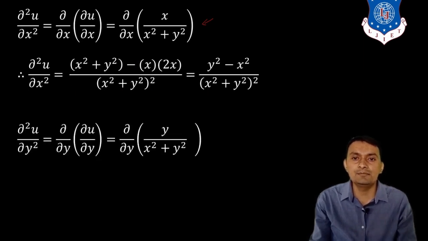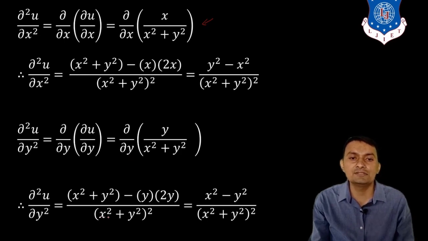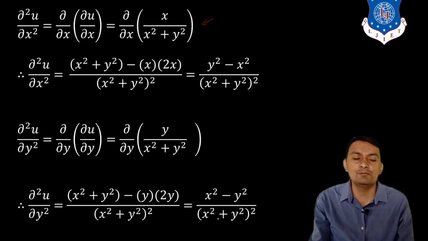But when I need to determine del square u divided by del y square, I first consider del u by del y and then take the derivative with respect to y. We have already determined del u by del y, that is y divided by x square plus y square. I still want the derivative with respect to y, so we have the division rule. The denominator squared, the denominator as it is times the derivative of y with respect to y, which is 1, minus y times the derivative of the denominator, which is 2y. When you simplify, it is x square minus y square divided by x square plus y square raised to power 2.